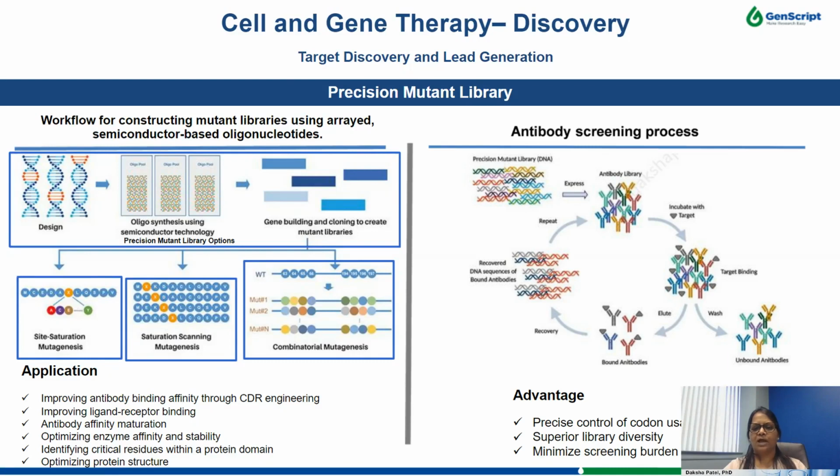And this figure represents how this mutant library helps antibody engineering or the screening process. For this process, the initial antibody mutant library is generated from the corresponding precision DNA mutant library by screening the mutants and affinity towards the target antigen. Bound antibodies are then eluted and recovered for their respective DNA sequence, which can subsequently serve as an initial pool of the library. And the cycle can be repeated as many times as needed.